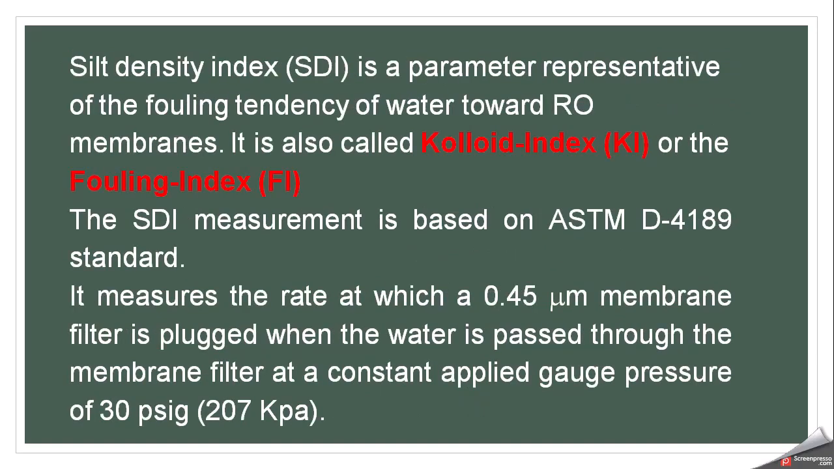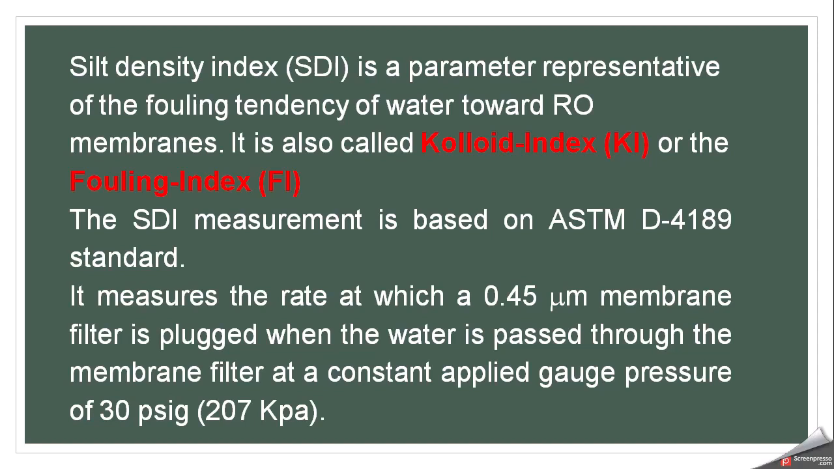So basically, silt density index, SDI, is a parameter representative of the fouling tendency of water toward an RO membrane. It is also called the colloid index, Ki, or the fouling index, Fi. Normally SDI or fouling index is used for this parameter. The SDI measurement is based on ASTM standard D4189. This standard describes how to measure the SDI, and I will also describe this measurement process in this video.